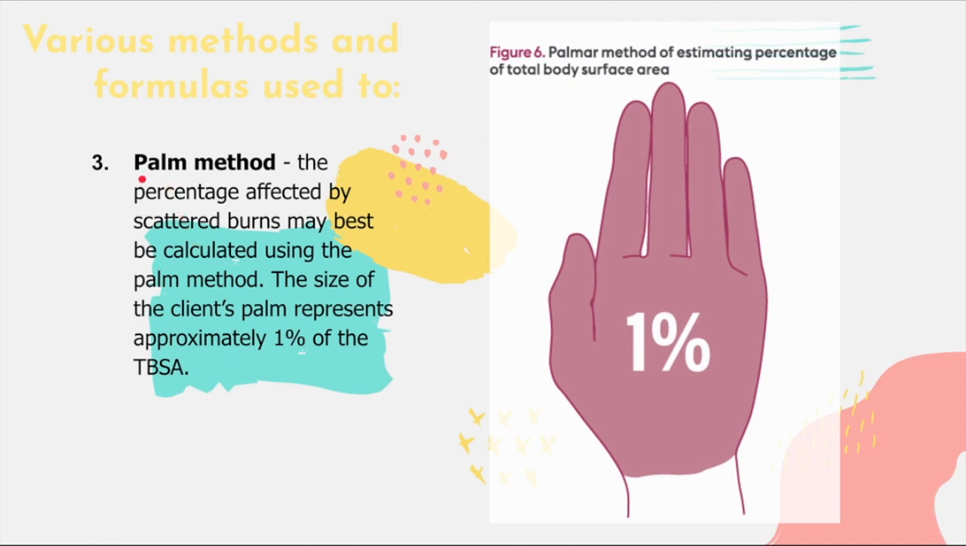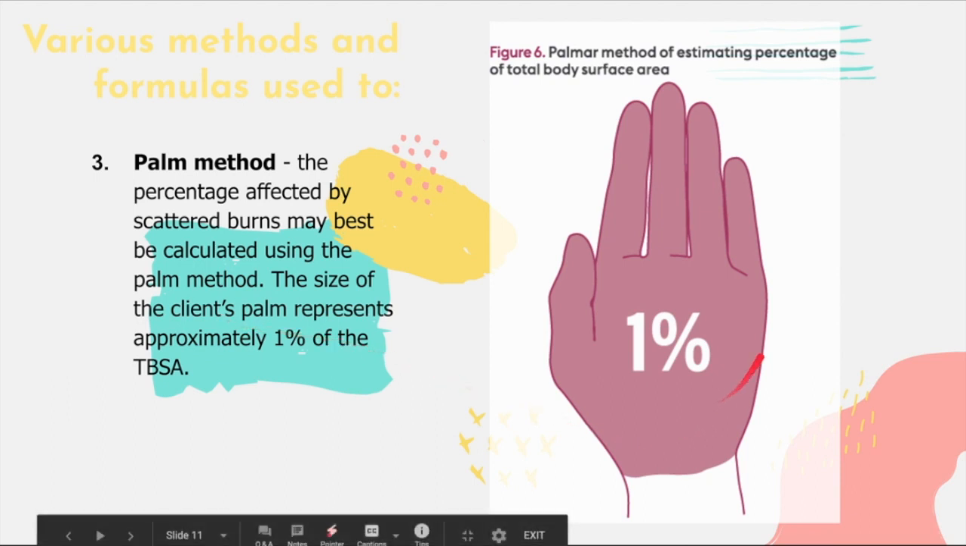Next will be the palm method. The percentage affected by scattered burns may best be calculated using the palm method. The size of the client's palm represents approximately 1% of TBSA. As you can see in this picture here, an entire palm will be considered as 1%.